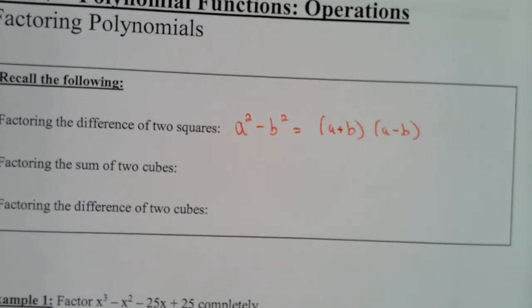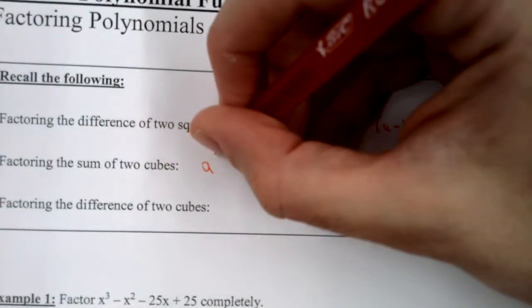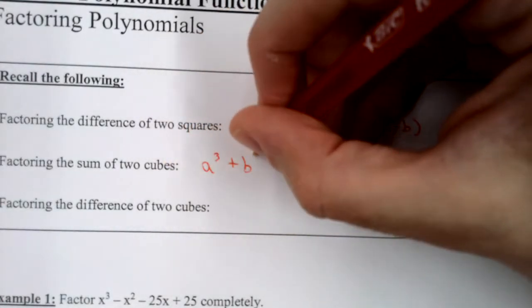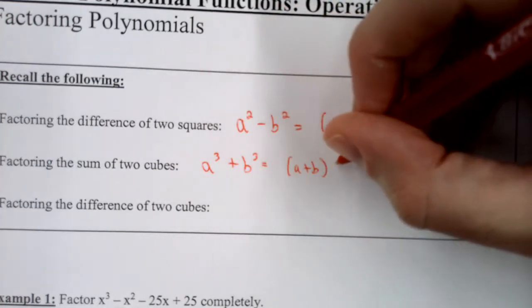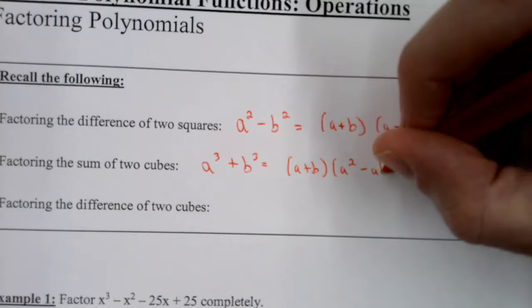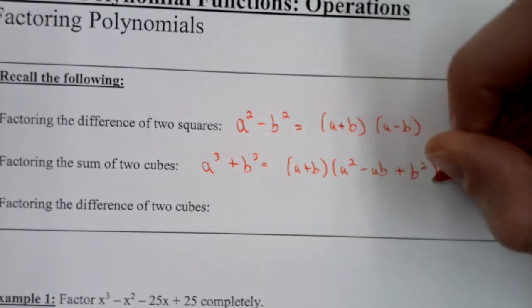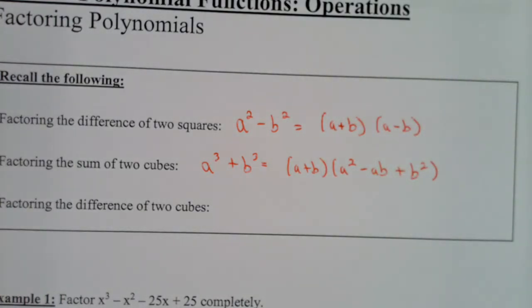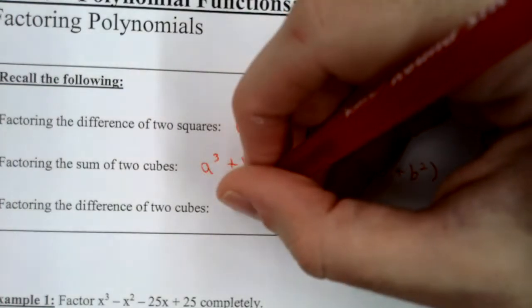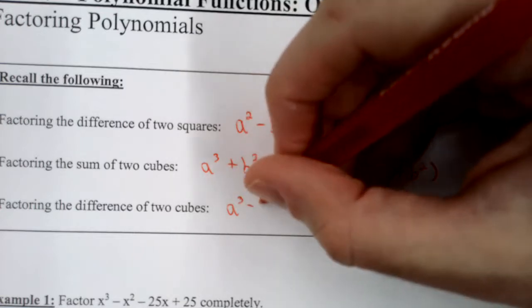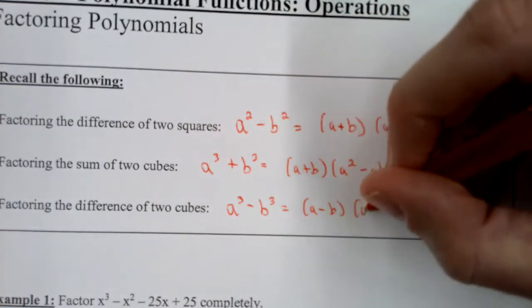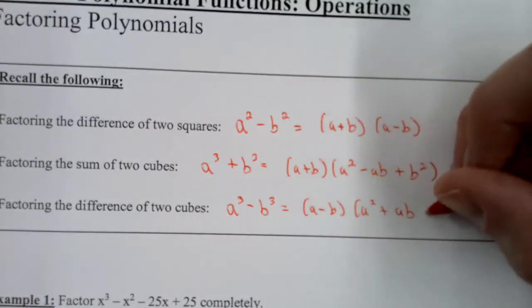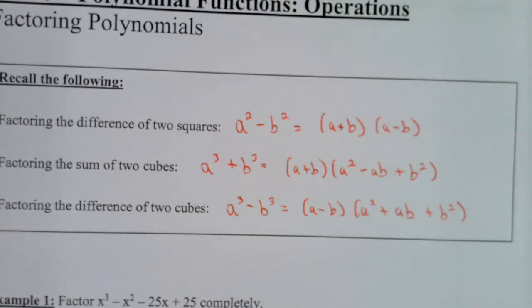Factoring the sum of two cubes. We did that in the last lesson. a cubed plus b cubed equals a plus b times a squared minus ab plus b squared. And then factoring the difference of two cubes, that's a cubed minus b cubed equals a minus b times a squared plus ab plus b squared.